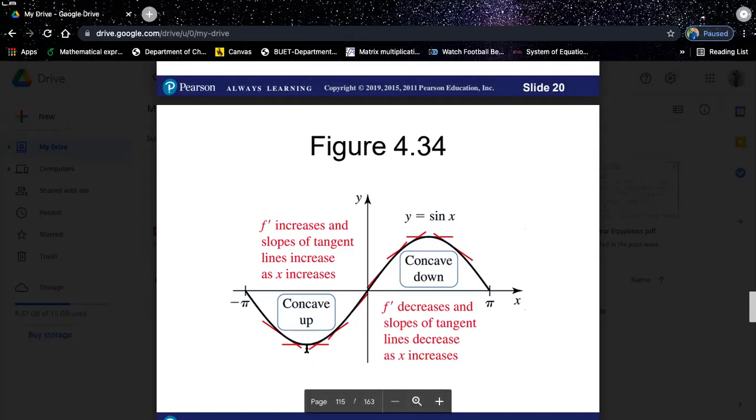For example, at this particular point, I know it's pi over 2, but let's say you don't know. At this point, you can see there is a parallel tangent line, right? That means the slope of the tangent is zero. So for concave up, all you need to remember is that your slope of the tangent will increase as you move to your right.